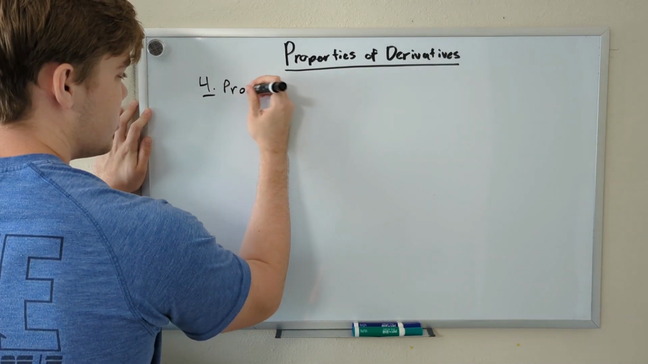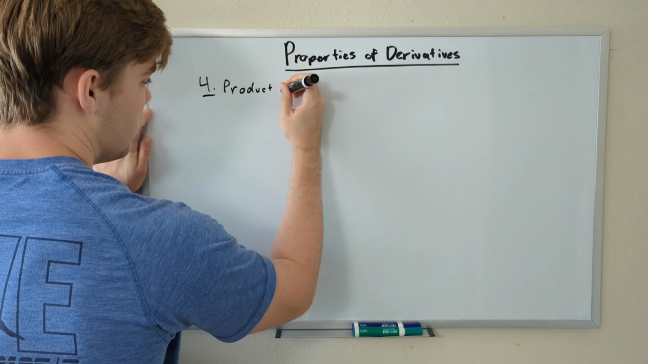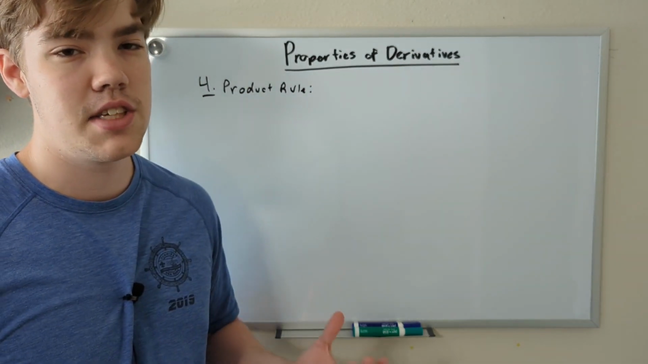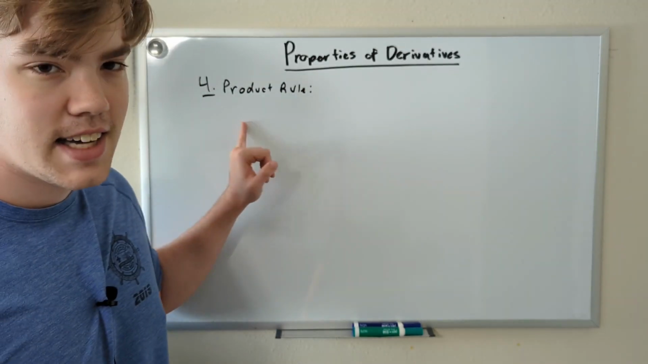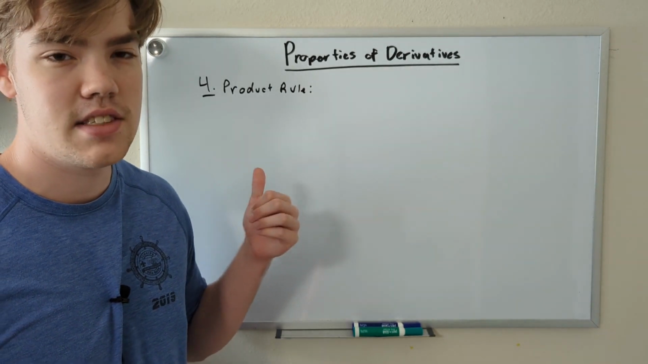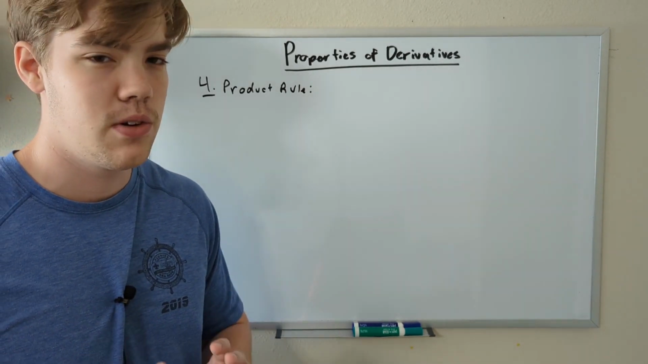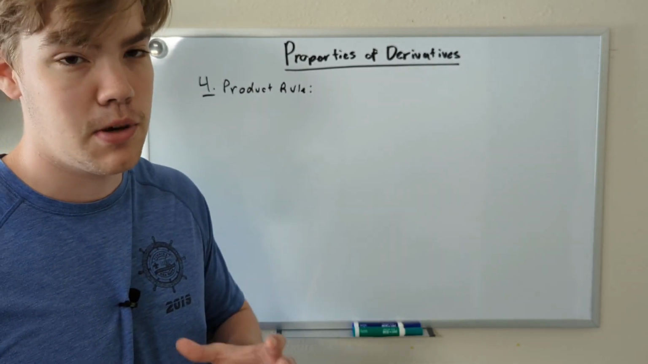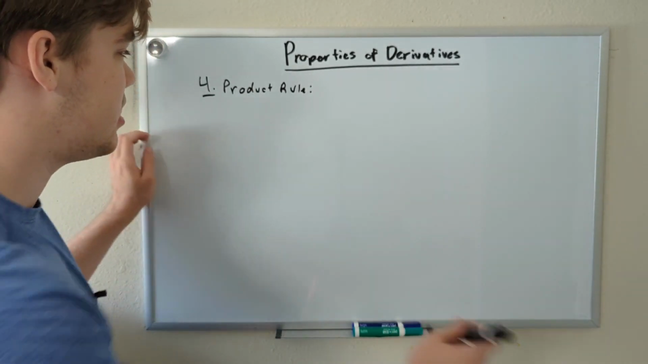Similarly to the sum and difference rule, we have a special rule for finding the derivative of two functions being multiplied together. But this one's a lot different than the sum and difference rule, and that's why it gets its own category. You see, the product rule isn't as simple as the sum and difference rule where we can just find the derivatives and then multiply them by each other. This one has its own special equation.